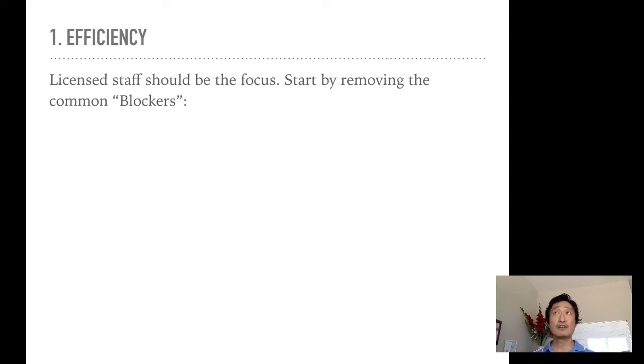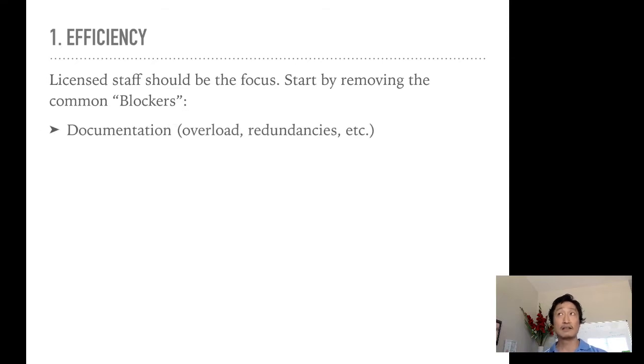When I talk about efficiency, I want you to focus on licensed staff because they're the ones who get paid the most. If you start to create efficiency there, increase productivity there, you're going to get a higher financial return. So I want you to focus on them versus your aides, your receptionist, your biller, etc. So start by removing the common blockers. The number one common blocker is documentation.